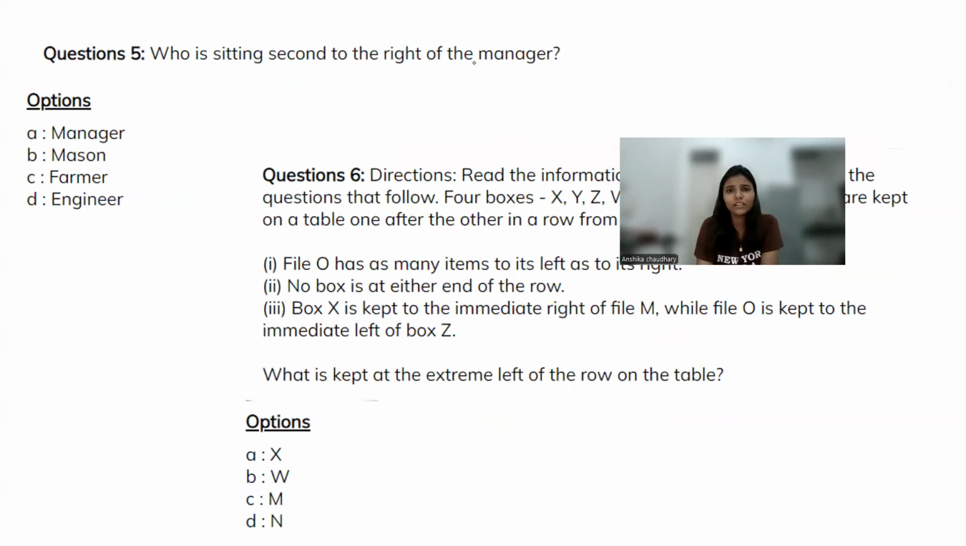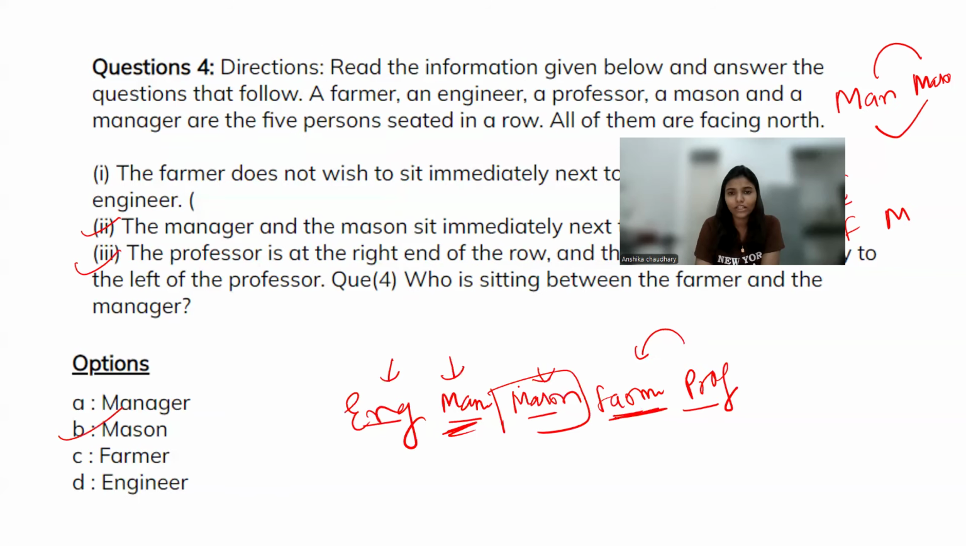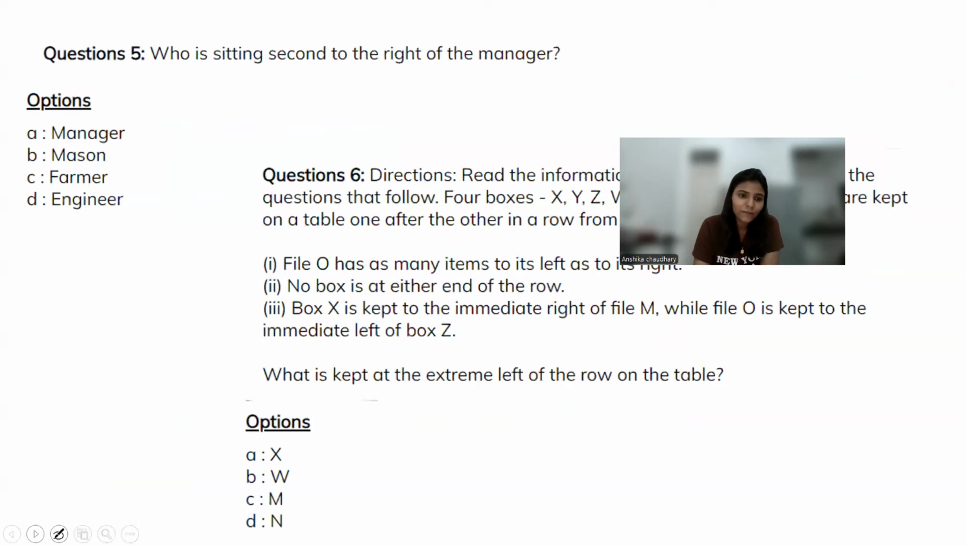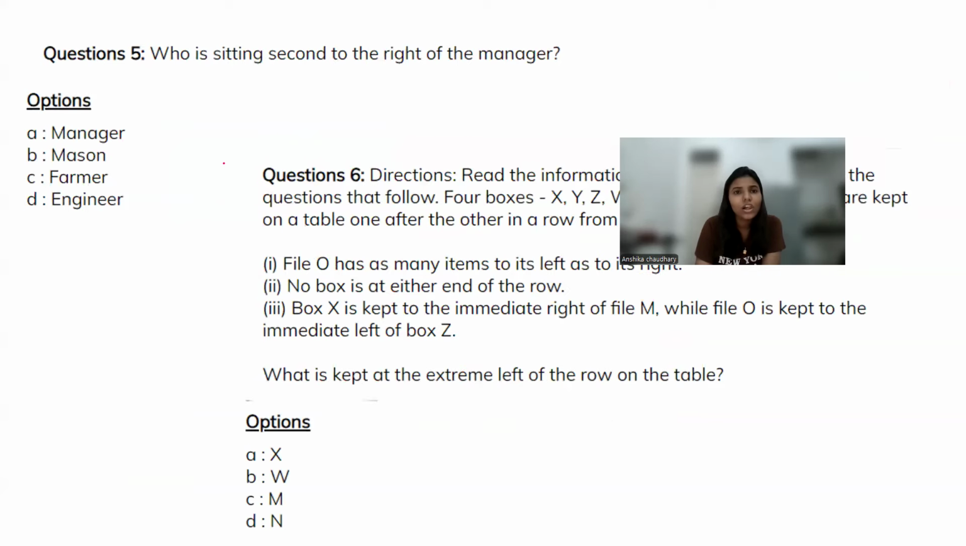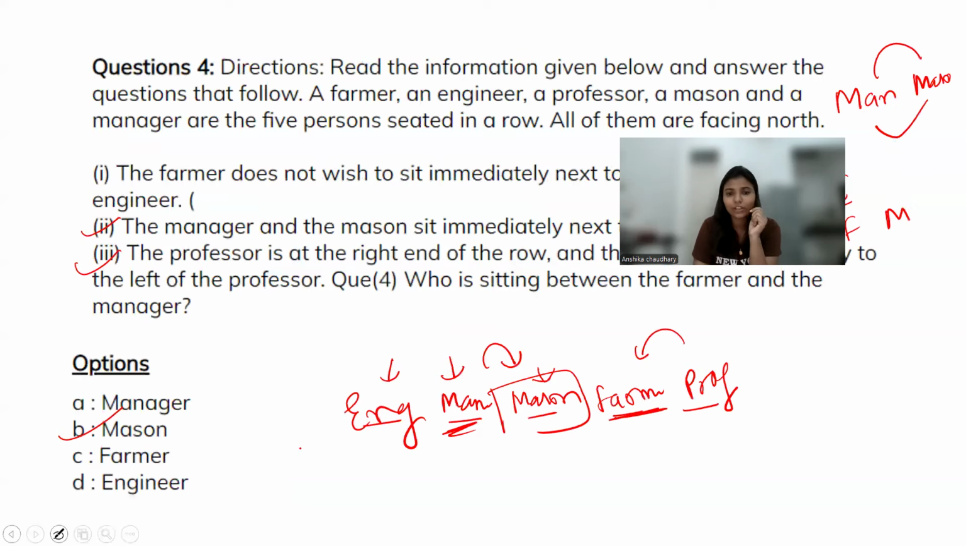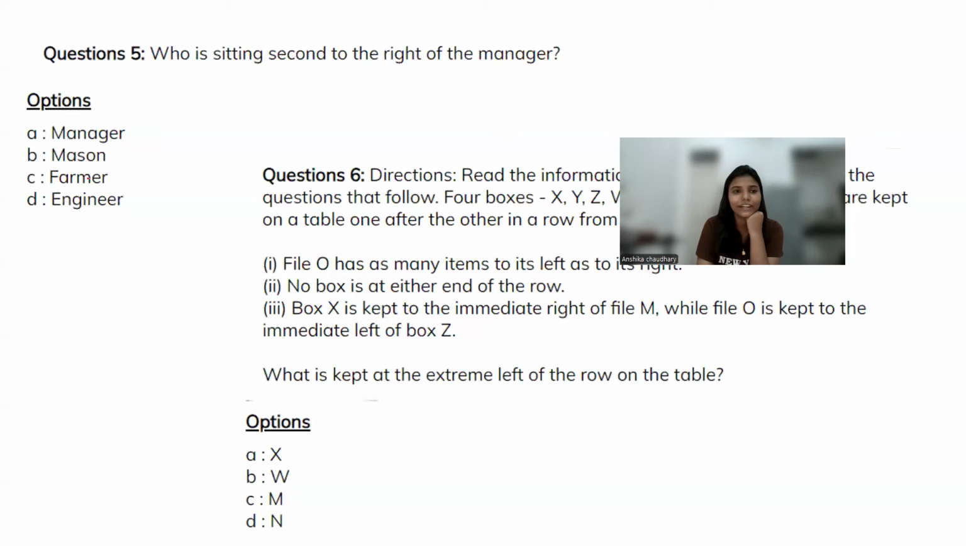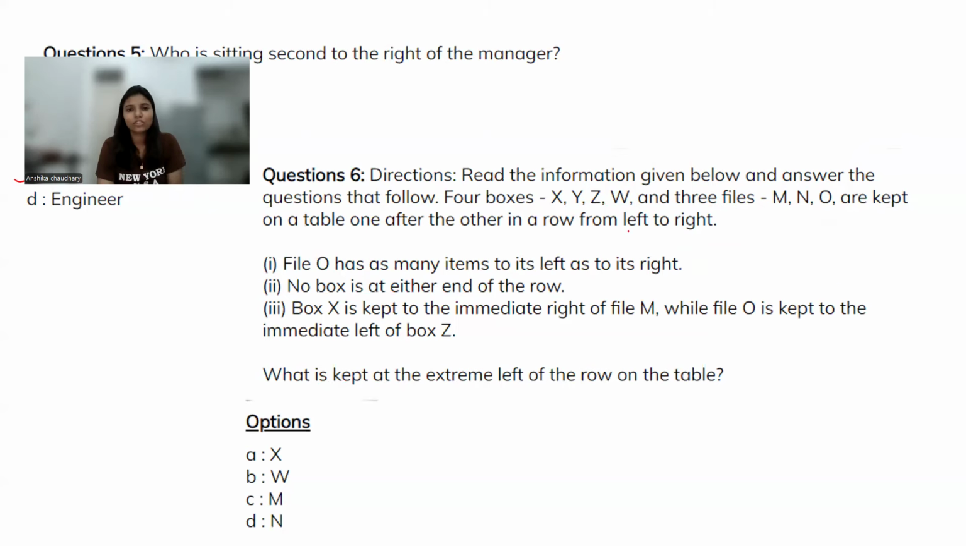Who is sitting to the right of the manager? So from here only we need to find out the answer. Sorry, the question is who is sitting second to the right of manager. So 1, 2. So farmer is sitting second to the right of the manager. So farmer will be the correct answer for this question. Right. So let's move on to question number 6.